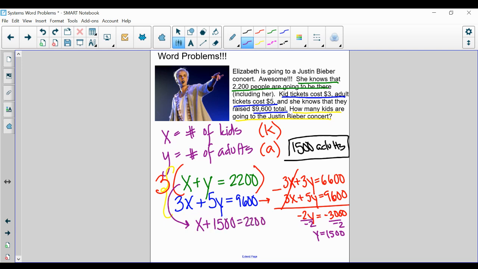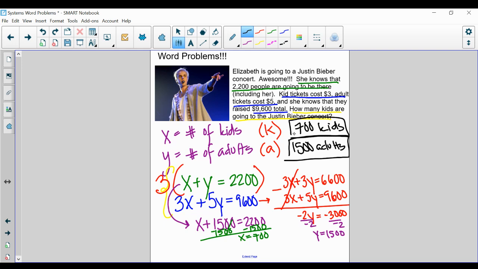I then want to solve for x. So I'm going to subtract 1,500 on both sides. And that's going to tell me that x equals 700. So I have now solved and discovered that there were 700 kids at the concert. Hopefully this one makes sense.